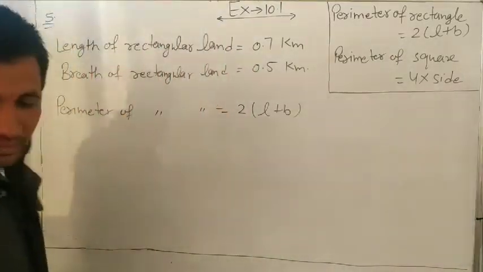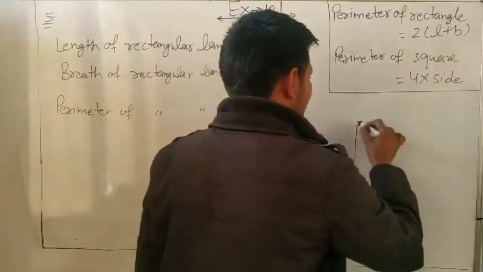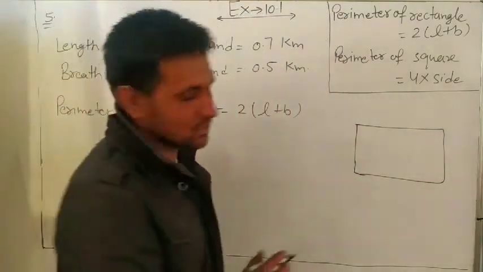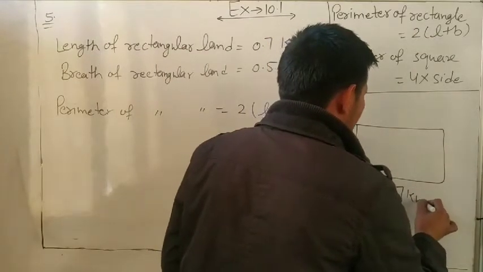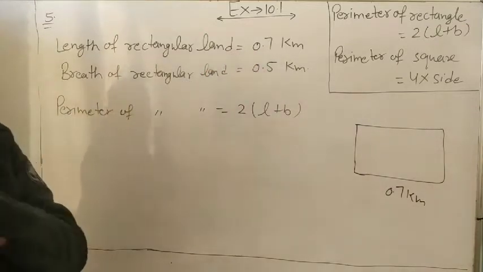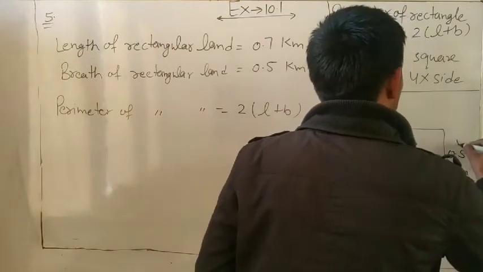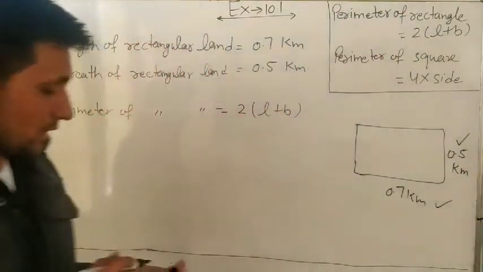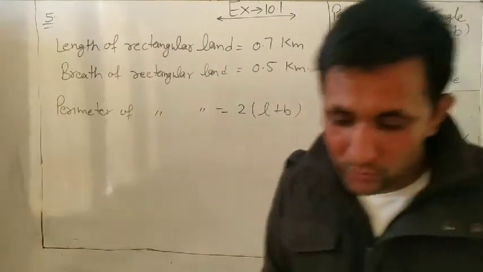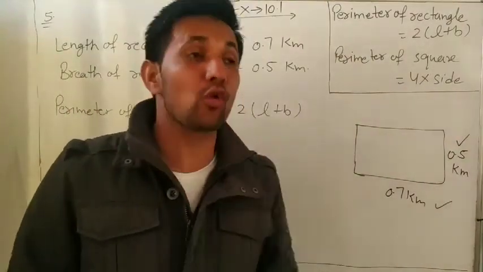Now question number 5. In question number 5, it is given a rectangular piece of land. It measures 0.7 kilometer, which means the length is 0.7 kilometer, and the breadth is 0.5 kilometer. We have to find the length of wire when each side is to be fenced with 4 rows.